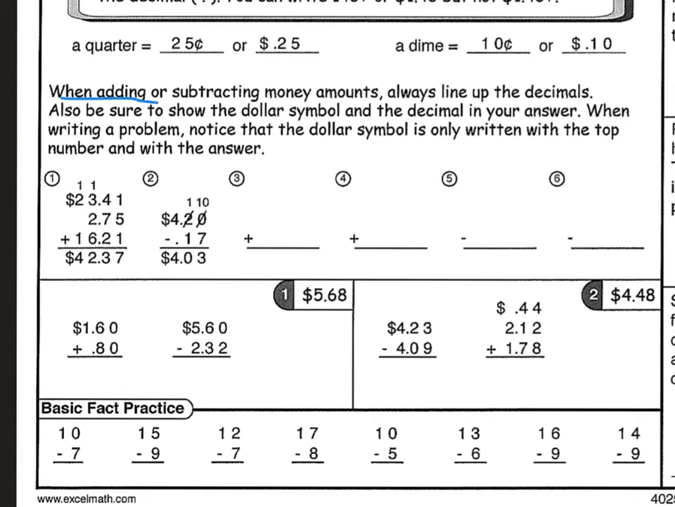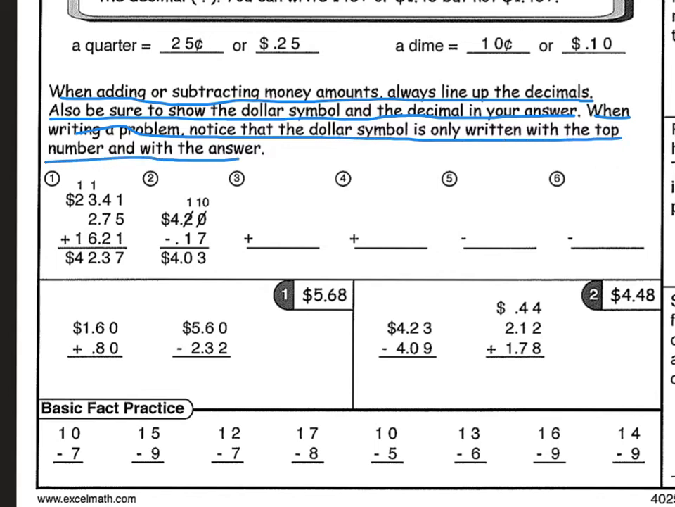All right, when adding or subtracting money amounts, always line up the decimals. Also be sure to show the dollar symbol and the decimal in your answer. If you don't do that, you're going to get it wrong. When writing a problem, notice that the dollar symbol is only written with the top number and with the answer. So if we look right here, we see a dollar symbol and a dollar symbol. There's no dollar symbol there. There's no dollar symbol there.